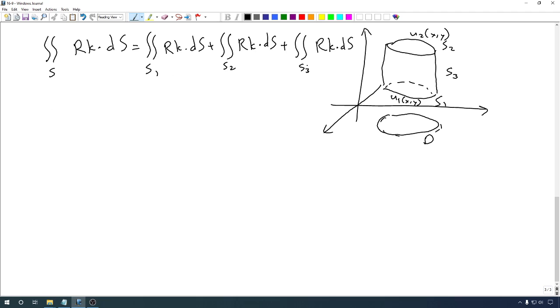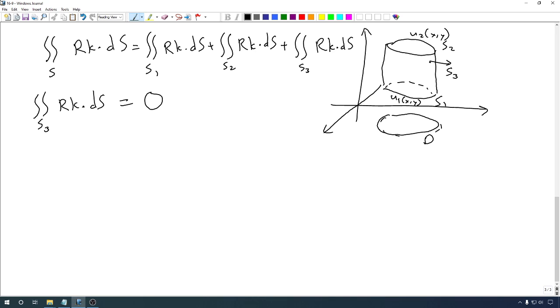The first one that we're going to work with, the easiest one, is actually going to be over S3, because what's happening here? All of our normals to S3, because this is vertical, are all going to be horizontal. They're all parallel to the xy plane. But we're only integrating over R k. This is in the positive z direction. So the dot product of k with anything that is horizontal is 0. Those are perpendicular to each other. So that means that the integral over S3 of R k dot dS has to be 0.